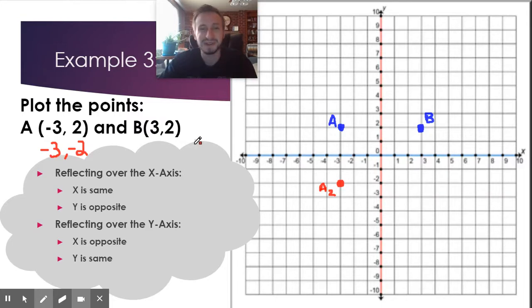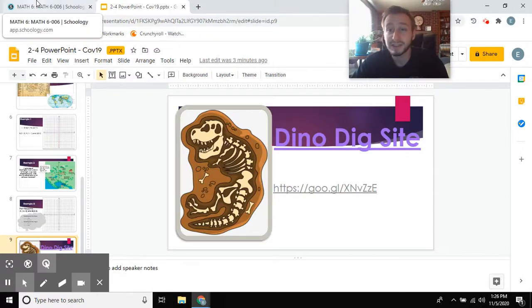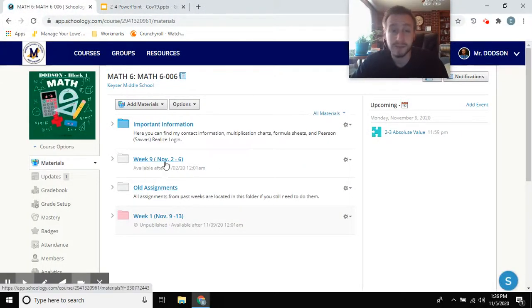The biggest thing I want you to take away from this week's lesson is just, do you know how to plot points, and then do you know how to read a graph to figure out the points, the ordered pair? Okay, so let's look at the assignments that are inside Schoology for this week.